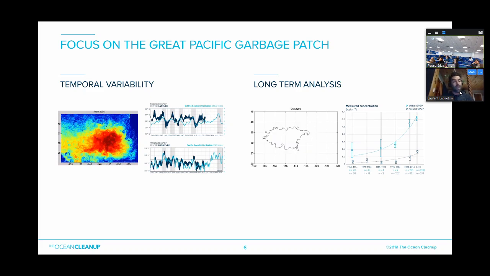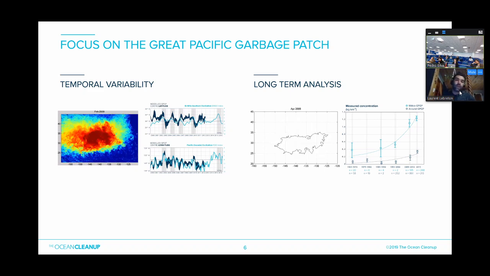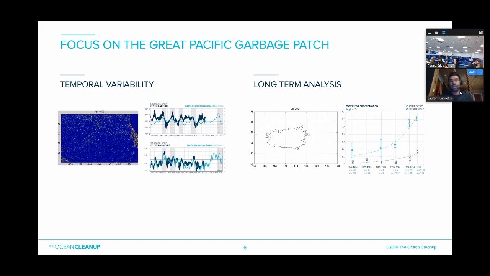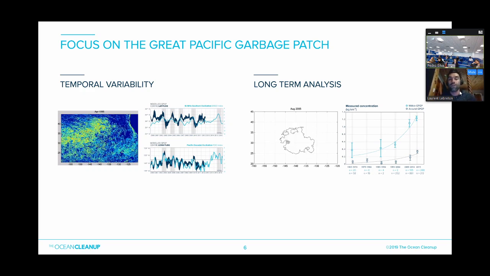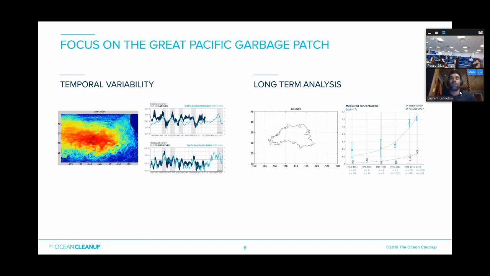The problem we had, and why I wanted this whole surface coverage in one given time frame, is the temporal variability. This accumulation zone remains in the same region, but it does move over time, depending on different cycles. You can see that in the second graph to the left. Once we tried to track the patch in time, that's the outline that you see moving under long-term analysis.